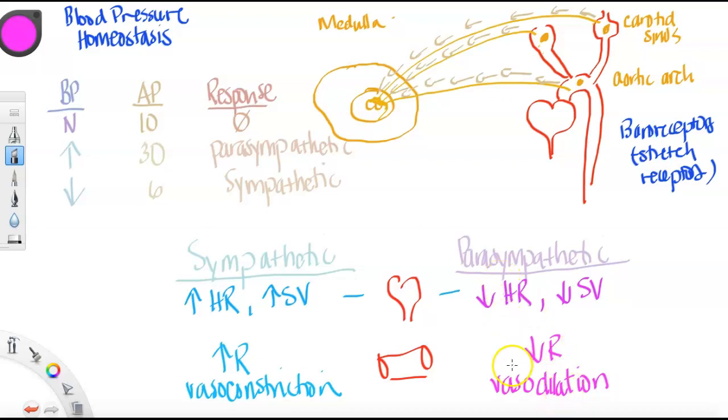Okay? But there's something weird here. If you've picked up on it, only the sympathetics innervate the vessels. Okay? Parasympathetics do not innervate the vessels. So how do we get vasodilation through the parasympathetic system? Through chemicals. It secretes or sends out a chemical called nitric oxide, which is a strong vasodilator, and that will cause vasodilation and will decrease the pressure.